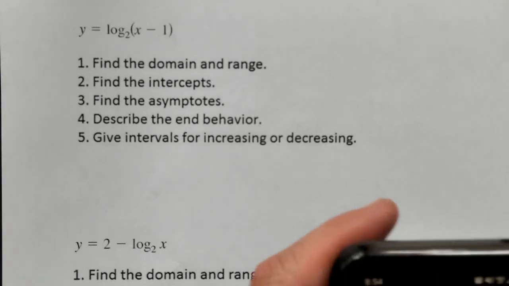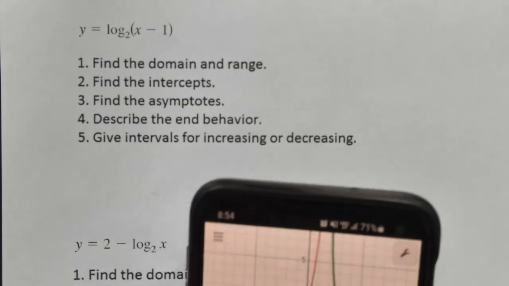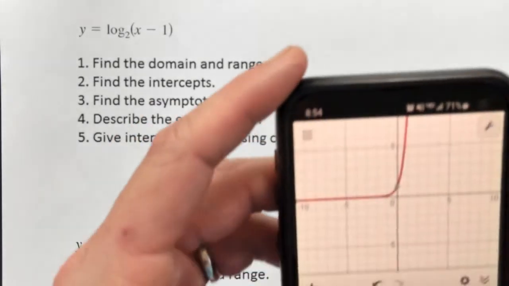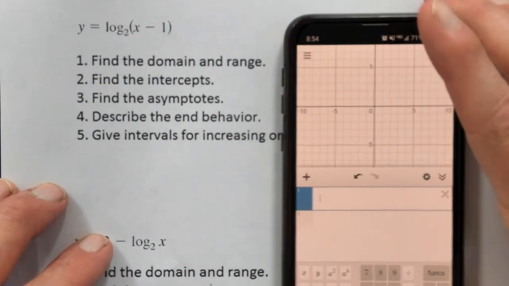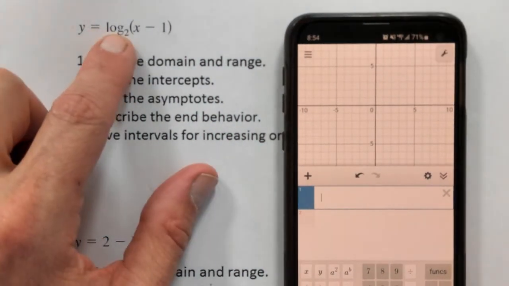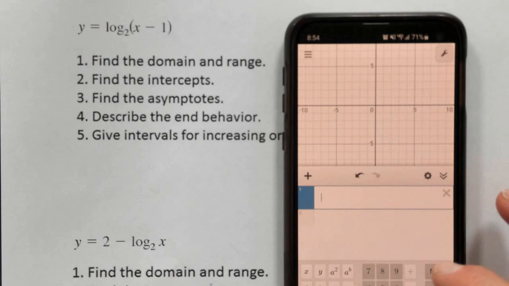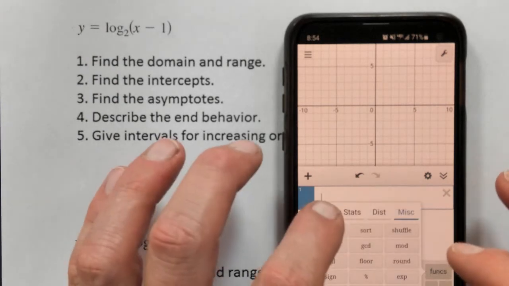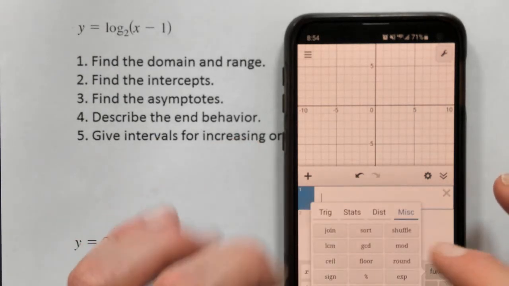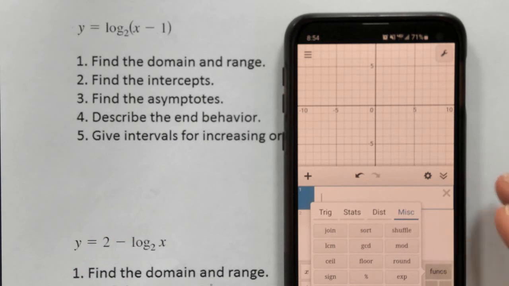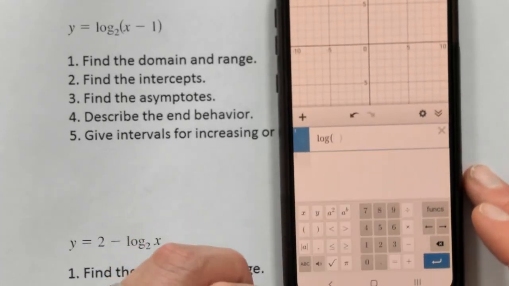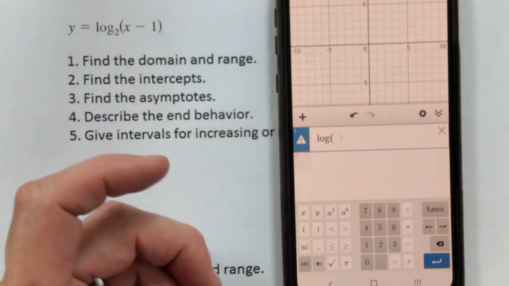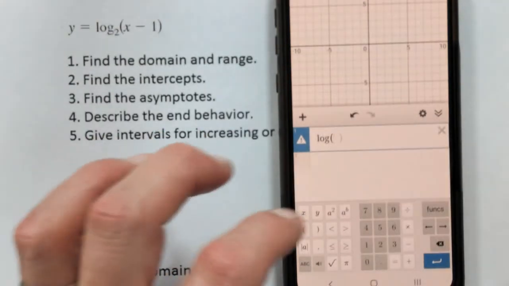So once again, I have my Desmos app on my phone. We'll pull it up, clear the old ones off, and plug in the function we have here, which is going to be log. If I press this function key, I should be able to find log here somewhere. There it is. It's under miscellaneous. Okay, so plug in log, and we want log base 2.